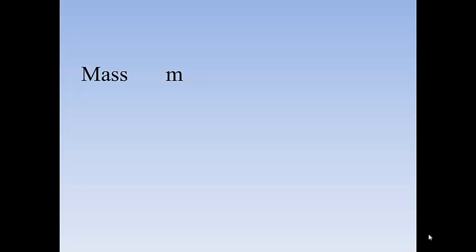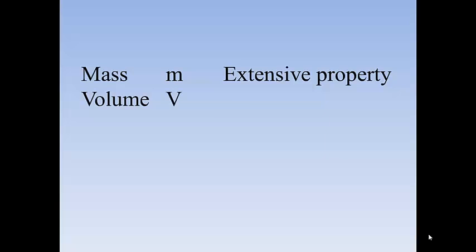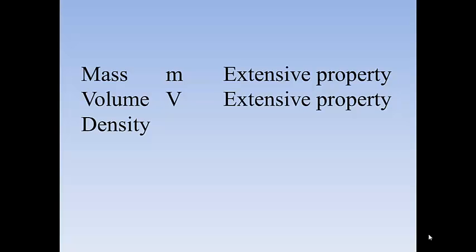Mass is M, and it's an extensive property. Extensive properties depend upon how much of the material you have. Volume, V, is also an extensive property. But the really cool part is that density, which is mass divided by volume, is an intensive property. You can use this to help identify materials. It doesn't matter how much of the material you have, the density remains the same.